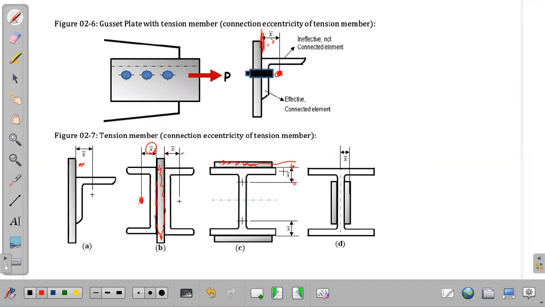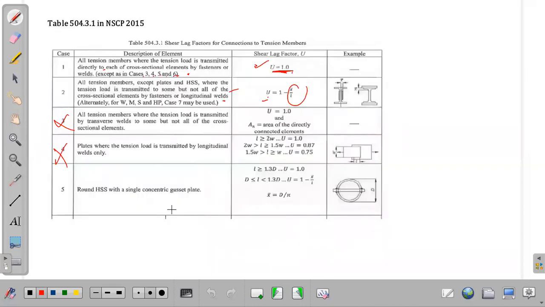Okay? So pagka ito naman yung plate natin sa web, ito yung magiging X bar natin. Connected sa flange ito, connected sa web ito. Okay? So connection sa web, ito, connection sa flange ito, for I. Ito for channel. Okay? So ganyan. So-solve nyo yan.